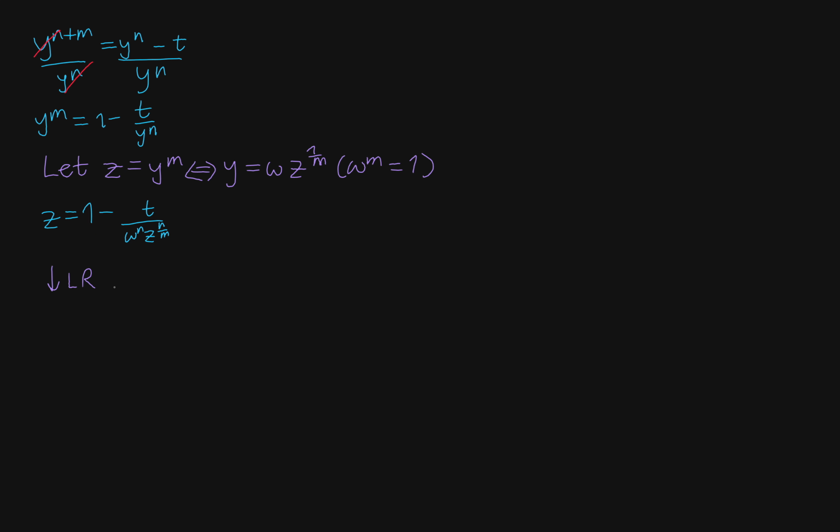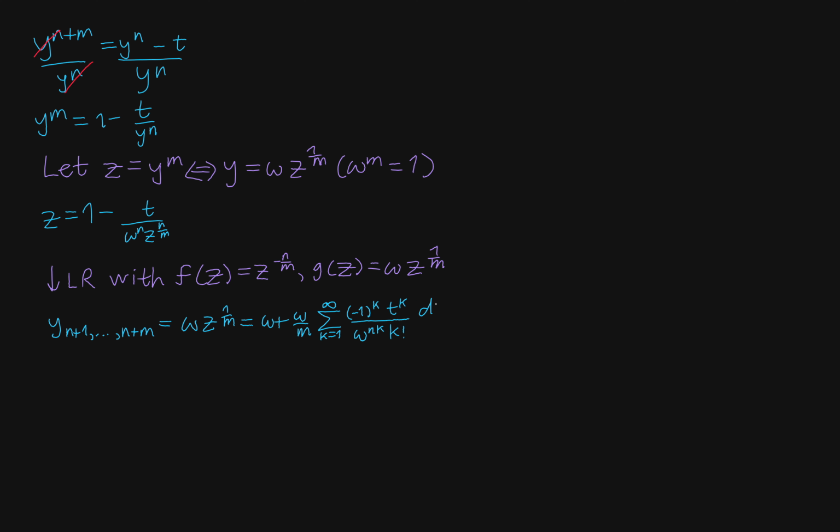We're going to do Lagrange reversion with f of z equal to z to the minus n over m, and g of z equal to omega z to the 1 over m. So we have as follows the remaining m solutions. Okay, and so this is what the expression is going to be.